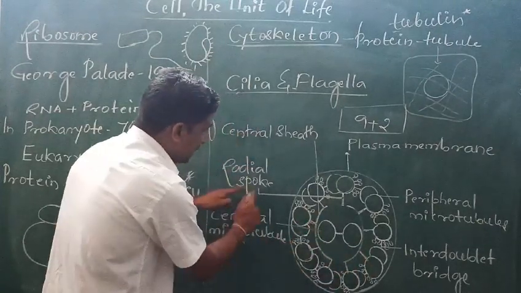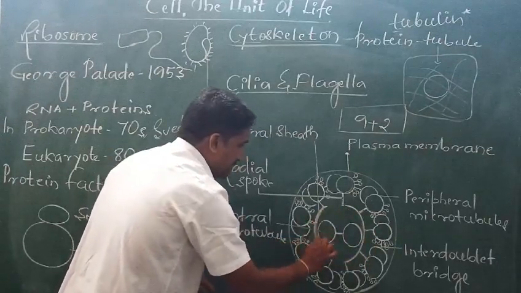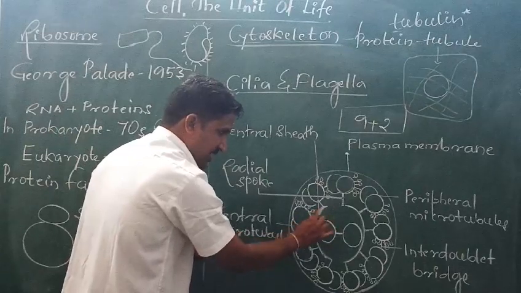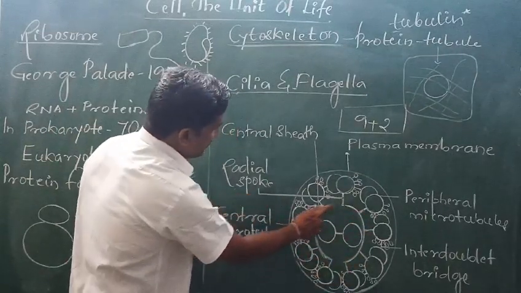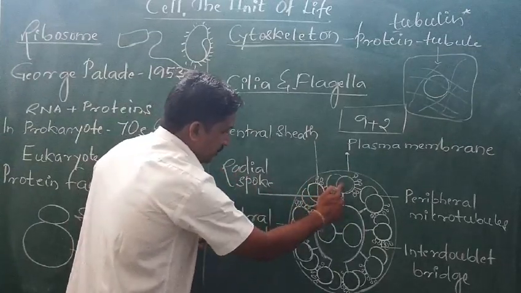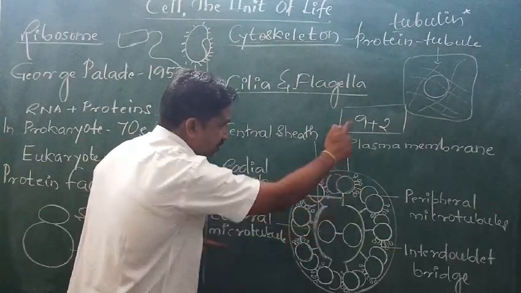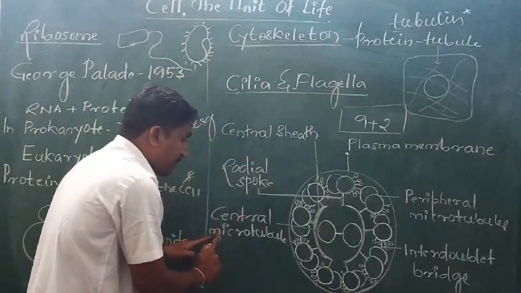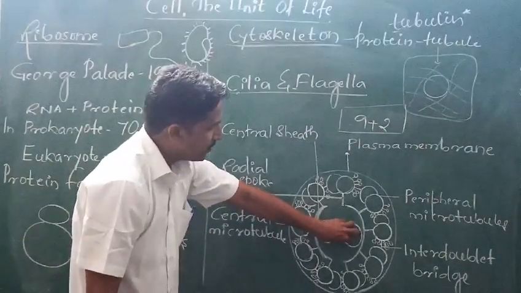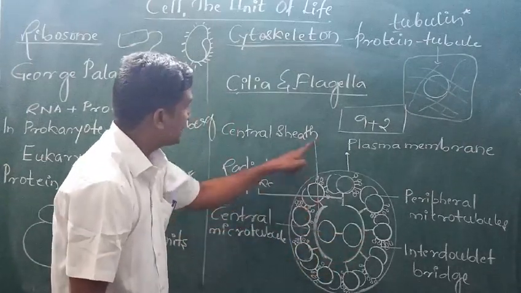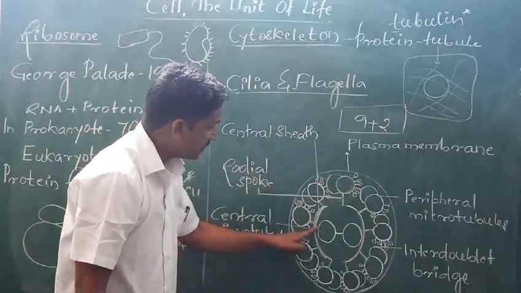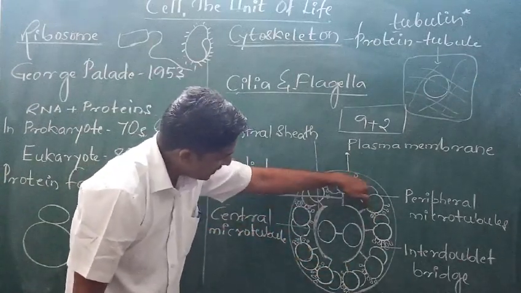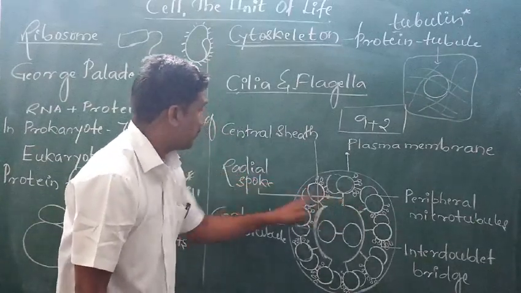And this radial spoke is connected to the core material, which you can call the central sheath. These radial spokes attach to the central sheath along with the nine doublets. At the center there are another two tubules, called the central microtubules. The central microtubules are surrounded by the central sheath. Around this central sheath are the 9 plus 2 microtubules, and these are attached to the central sheath by the radial spoke.